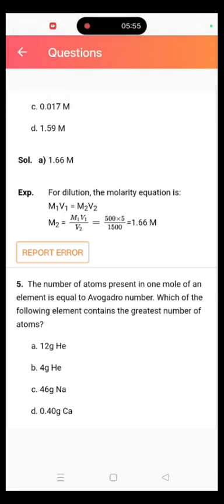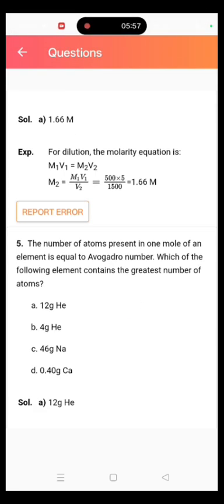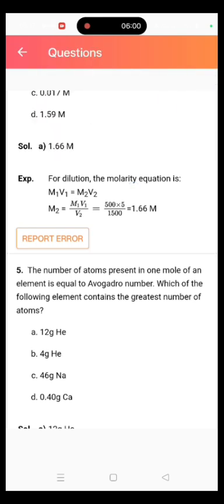Okay. So here, 12 gram of helium. 12 divided by molar mass of helium, which is 4. So what is the answer? 12 by 4 is 3. Please note down in your book. I cannot write on the screen, that's why I'm dictating. So number of mole in 12 gram of helium is equal to 12 divided by molar mass 4, that is 3 mole.